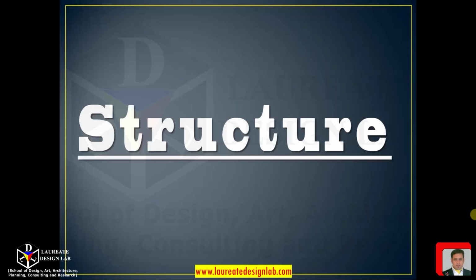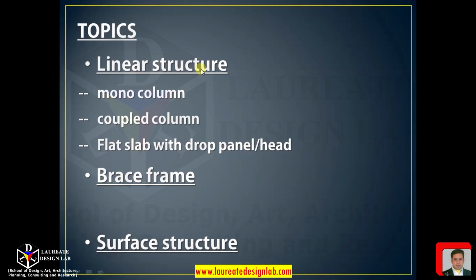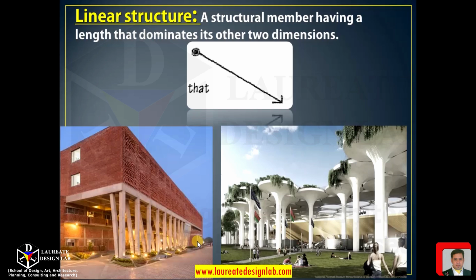In today's class of structure, we'll be learning about the following. Linear structure, in which we'll be learning about monocolumn, coupled column, flat slab with drop panel or head. And then after, we'll go to brace frame and then surface structure. Let's begin with linear structure.